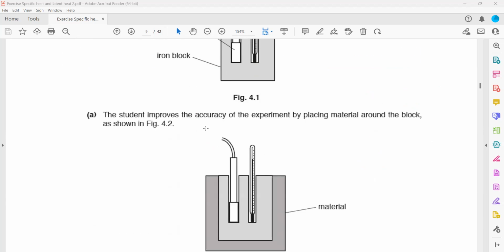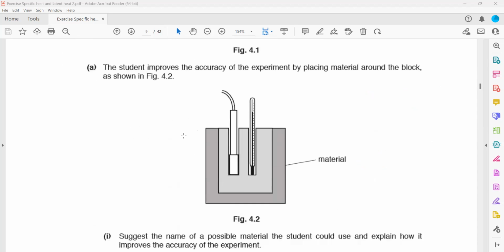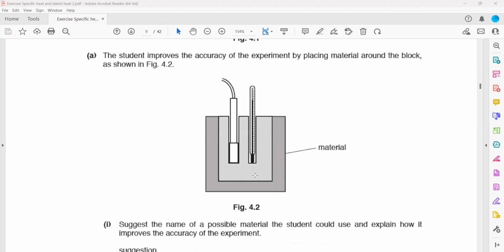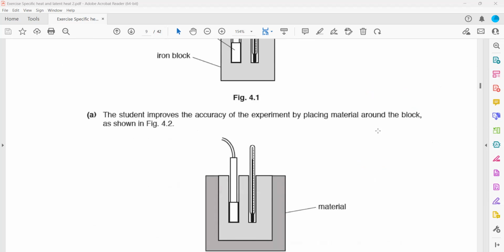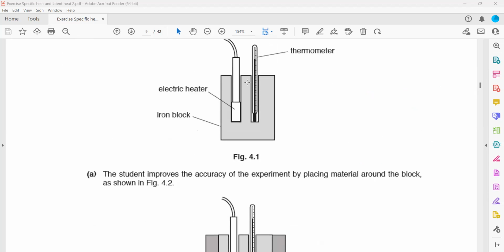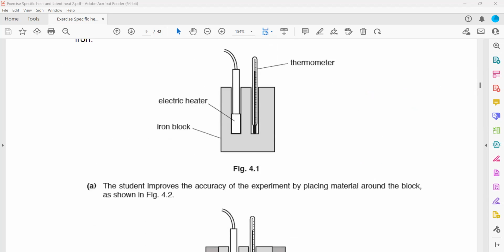Now we'll solve the question. This was just an introduction of how to work out specific heat. The student improved the accuracy of the experiment by placing a material around the block. As you can see, first there was nothing around the block, but then the student placed a material around the block.